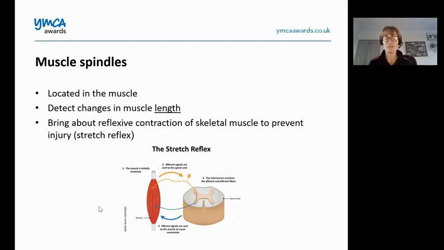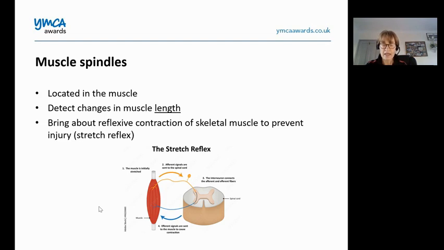And this is part of our stretch reflex. You might know it when you do one of those taps under the knee, a reflex tap. You'll see a reflex knee jerk as a result of tapping the patellar tendon. And again, that's a spinal level response to the skeletal muscle being lengthened.